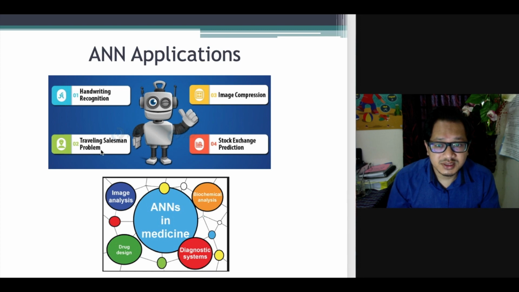Then kita ada travel displacement problem, image compression, stock exchange prediction. Dia boleh predict based on the data they get. And then dalam medicine pun ada image analysis, drug design, diagnosis system, biochemical analysis. From the data, dia akan train and come up with something, dia akan learn, and at the last dia akan make decision based on the problem and so on. This is what we use the application for the artificial neural network.